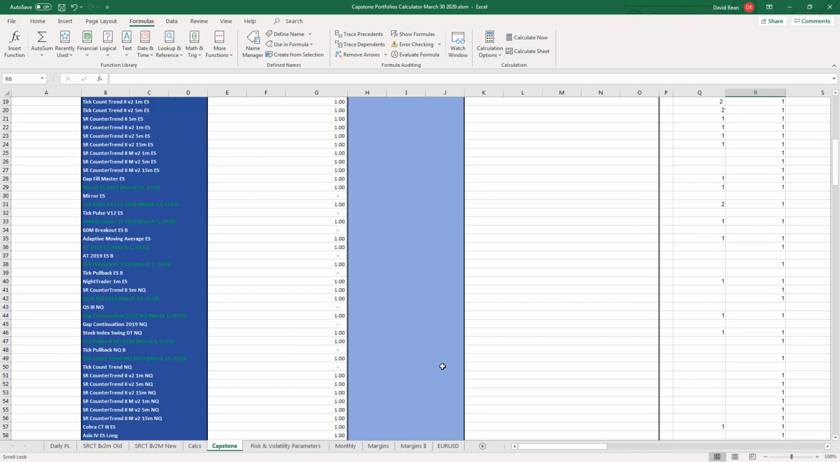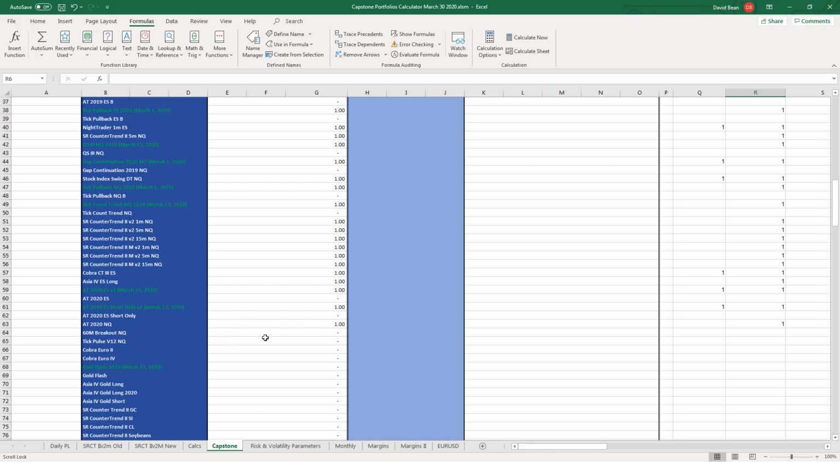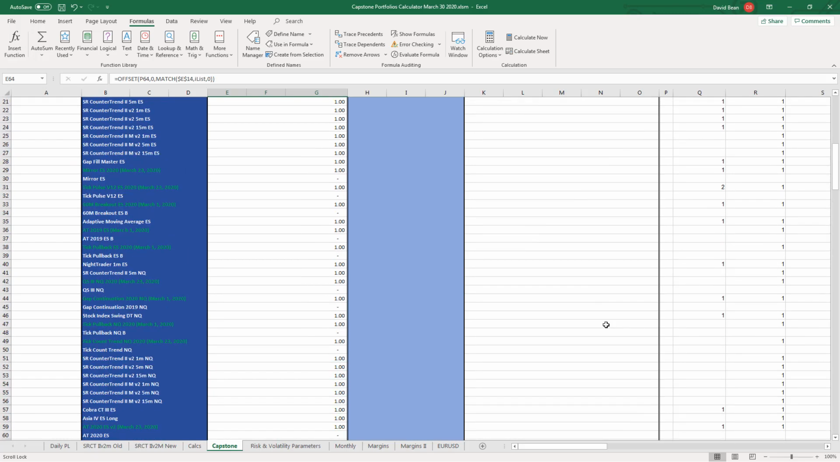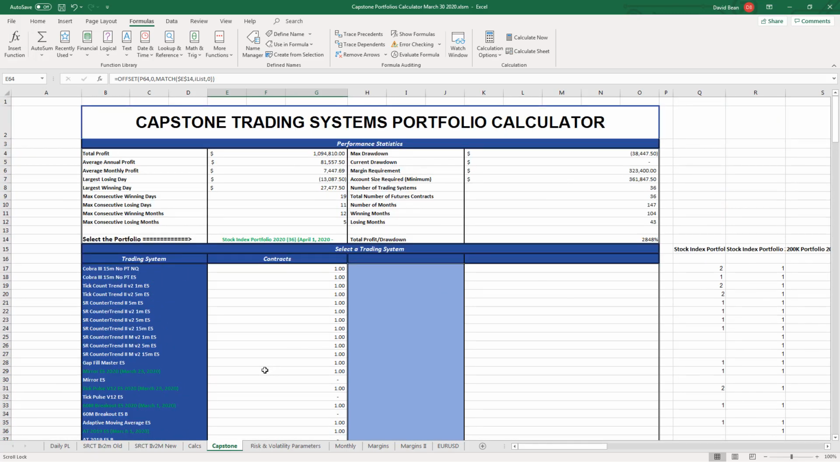So we've removed these last 2. I've removed Tick Pulse V12 NQ and 60-minute breakout. Everything else is the same, but with the newer version. Once again, same strategies with the newer version on all these. And your worst case drawdown is a little bit better than what we had before.